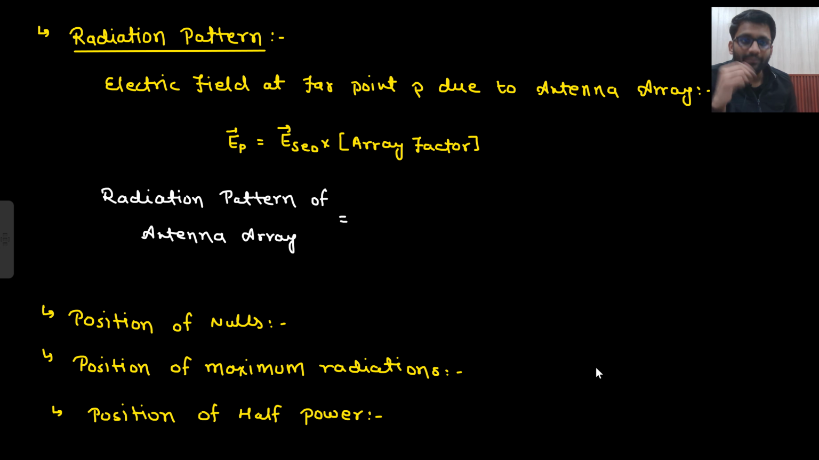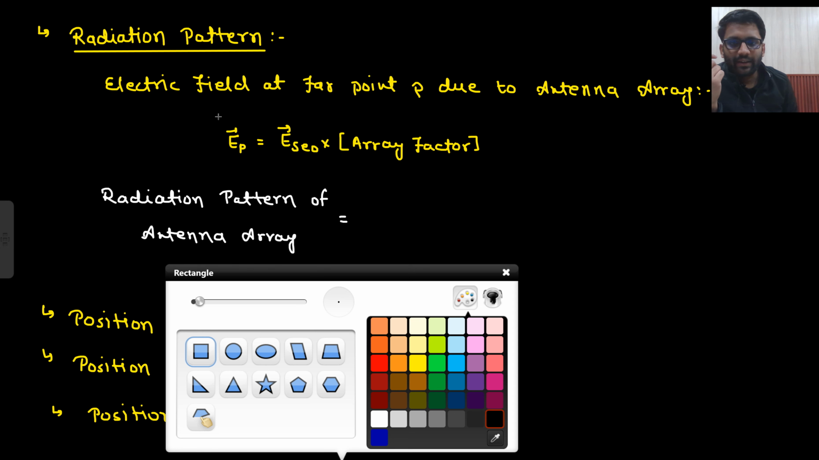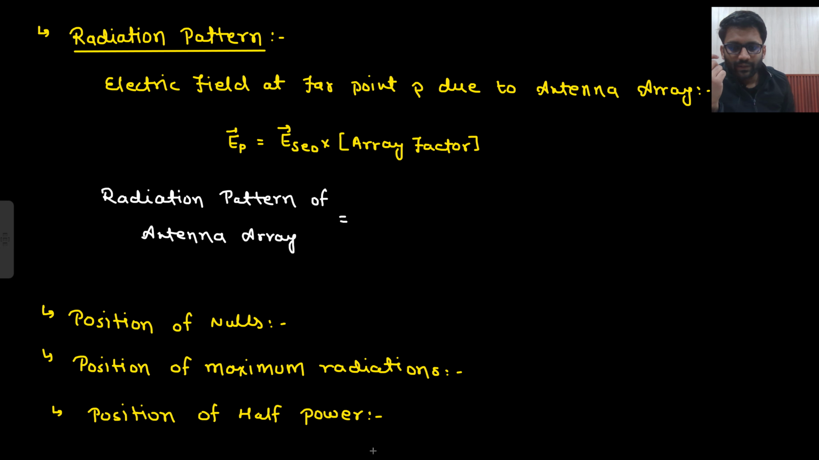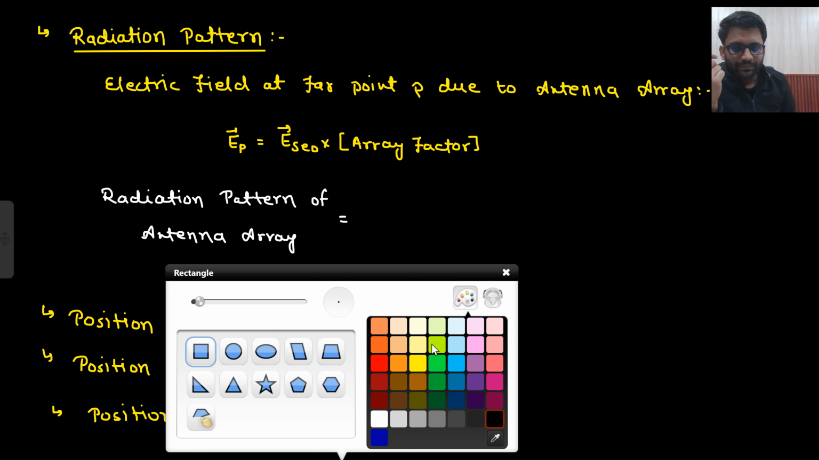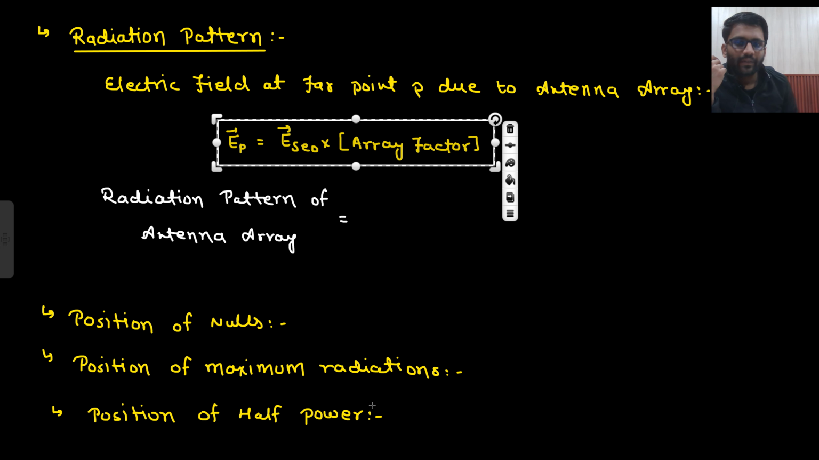So in the antenna array, what is our E field? This is our E field: electric field due to a single element at origin, into array factor. So how will your radiation pattern look like for antenna array? This is the electric field at far field point P because of the antenna array, which is equal to electric field due to an imaginary single component, or you can say a single imaginary antenna at origin, into array factor.